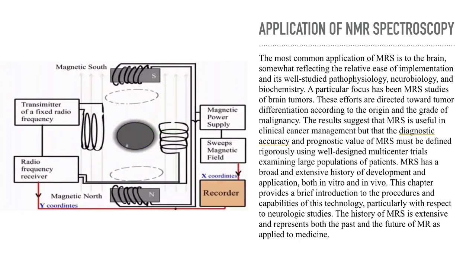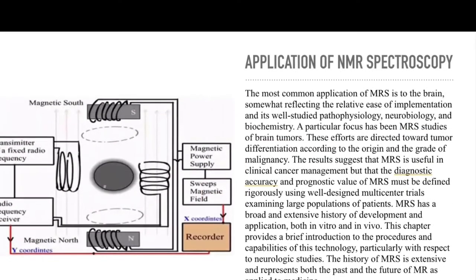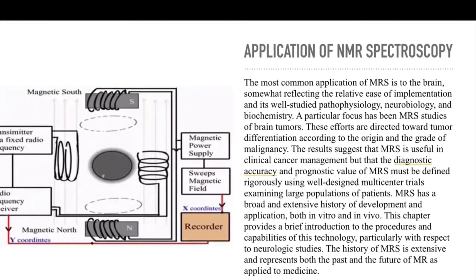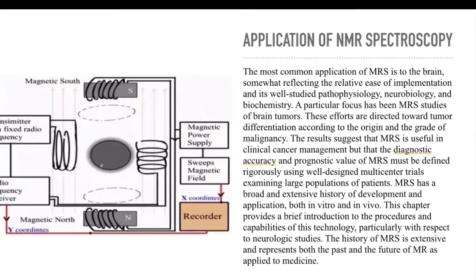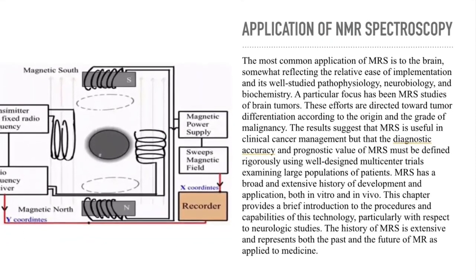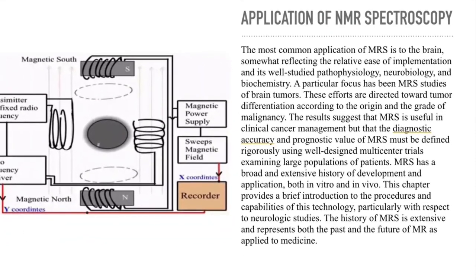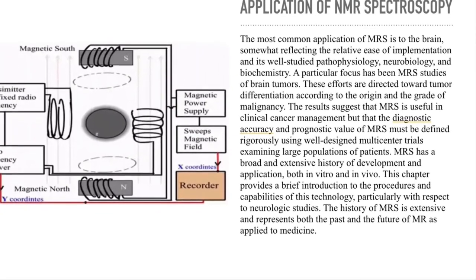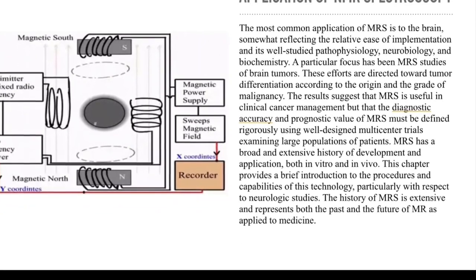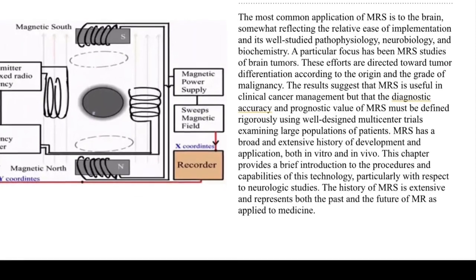MRS has a broad and extensive history of development and application both in vitro and in vivo. This chapter provides a brief introduction to the procedures and capabilities of this technology, particularly with respect to neurologic studies. The study of MRS is extensive and represents both past and future of MR as applied to medicine.